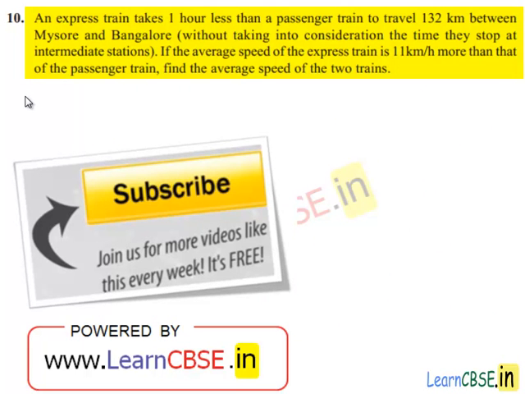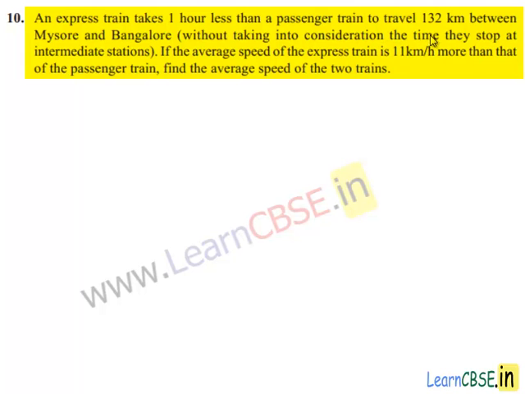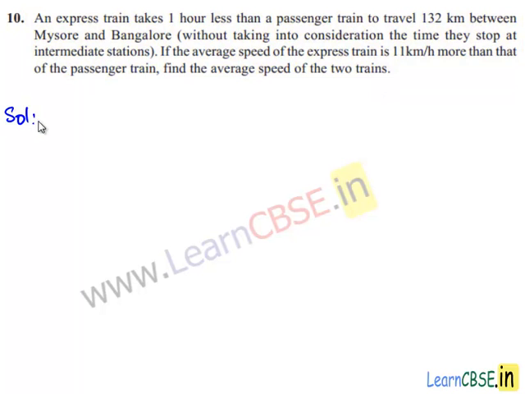So now let us move on to the 10th question. An express train takes 1 hour less than a passenger train to travel 132 kilometers between Mysore and Bangalore without taking into consideration the time they stop at intermediate stations. If the average speed of the express train is 11 kilometers per hour more than that of the passenger train, find the average speed of the two trains. So let us move on to the solution.